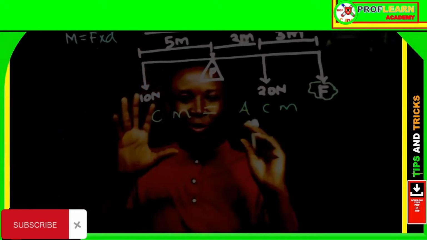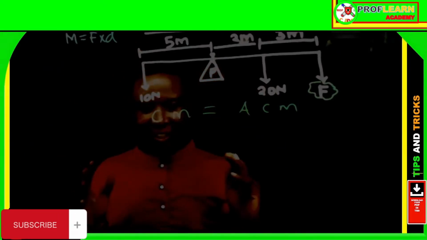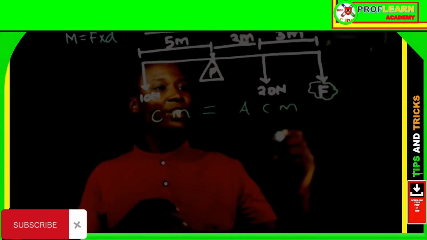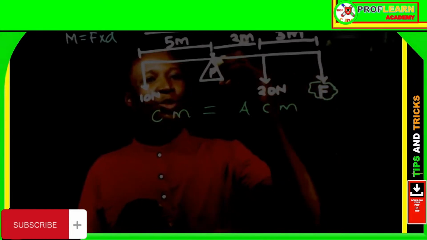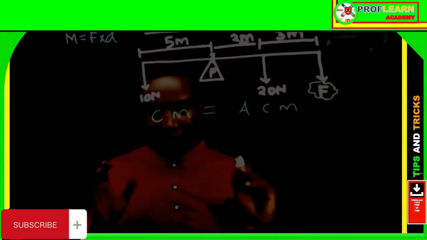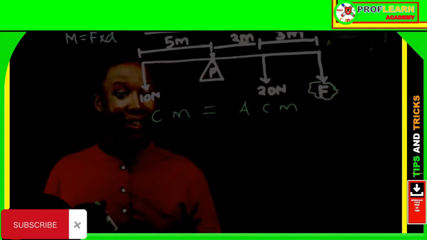And the distance we're talking about, this is very key. Look at this as if your life depends on it. The distance we're talking about is from where the force is acting to where the pivot is. There's no question about that. You're not going to change the rules here. You have to maintain that always.